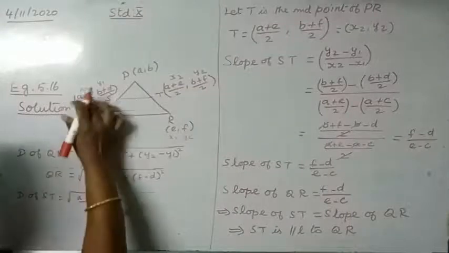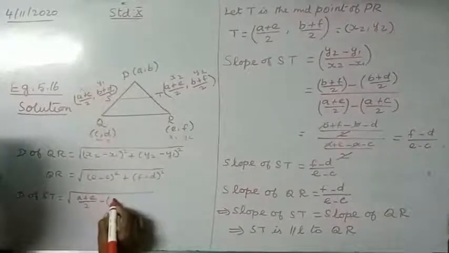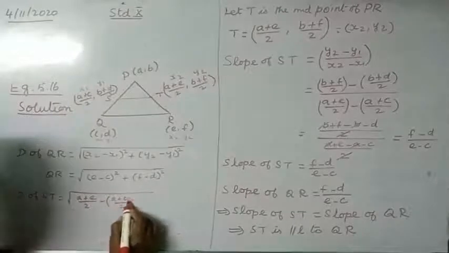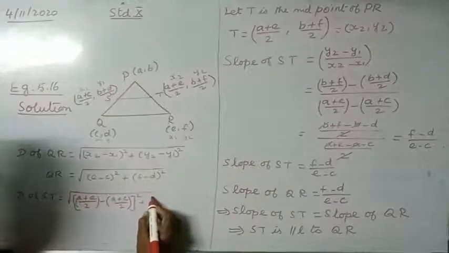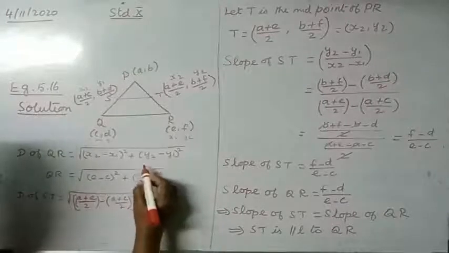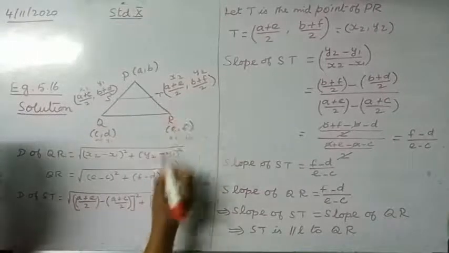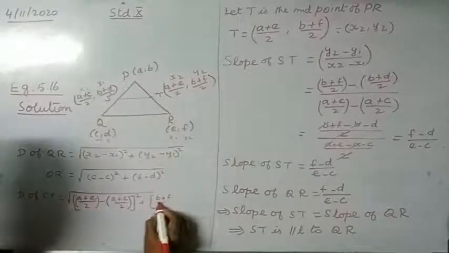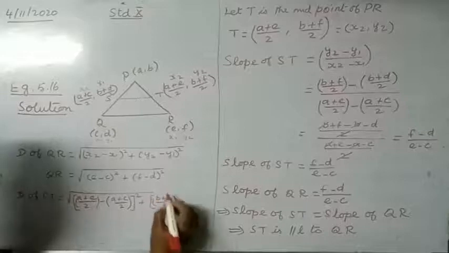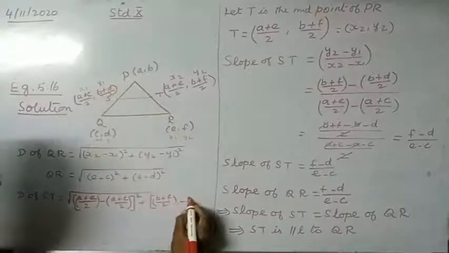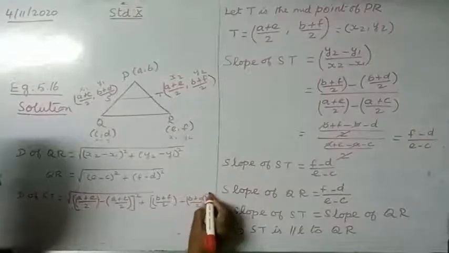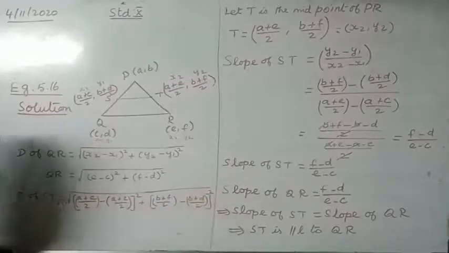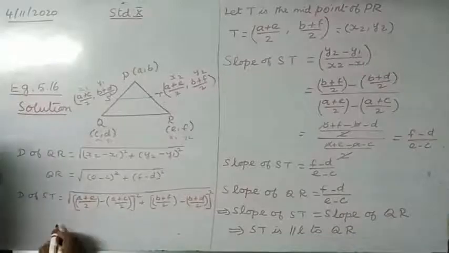So now when we substitute this, x2 minus x1, a plus e by 2 minus a plus c by 2. So take a bracket, a plus c divide by 2, so the whole square, plus similarly y2 minus y1. y2 is b plus f divide by 2 minus b plus b divide by 2, the whole square. So take the square root of the full expression. Now solve this.